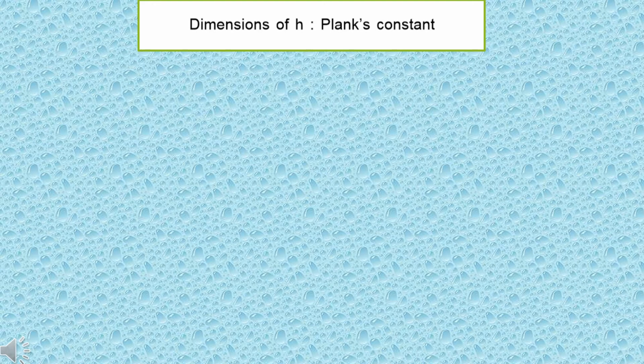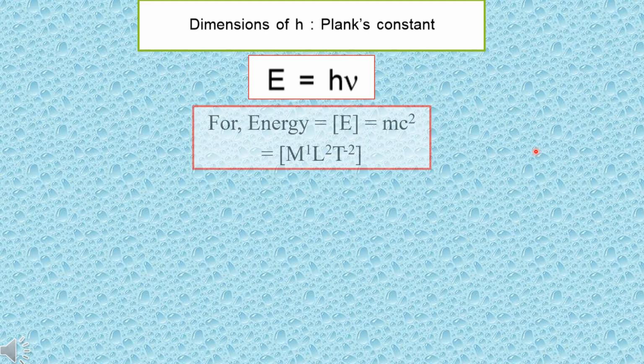Now we are going to calculate the dimensions of h, Planck's constant, as we know from the formula E is equal to h mu. H is Planck's constant. For finding its dimensions we need the dimensional formula of E and mu, frequency. For energy we know that E is equal to mc square. You will calculate the dimension of c by putting the formula speed upon time, and then you will get M to the power 1, L to the power 2 and T to the power minus 2 in square brackets. I did it directly, but you will do it step by step.